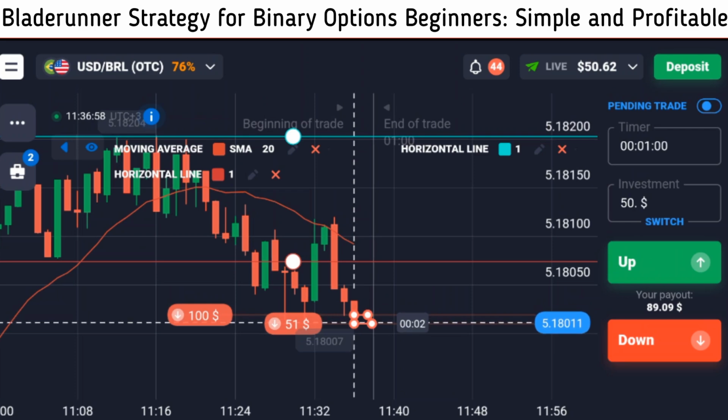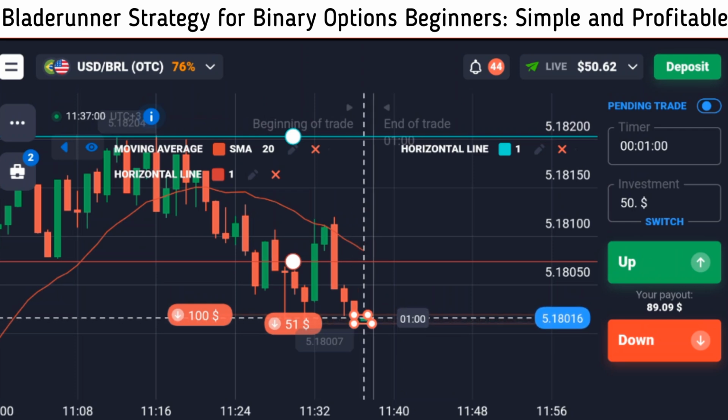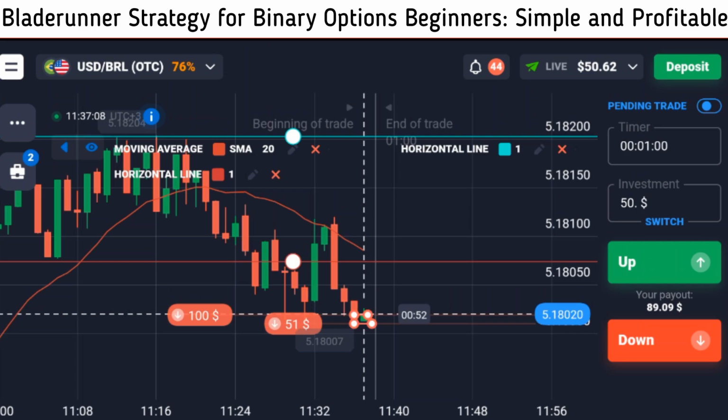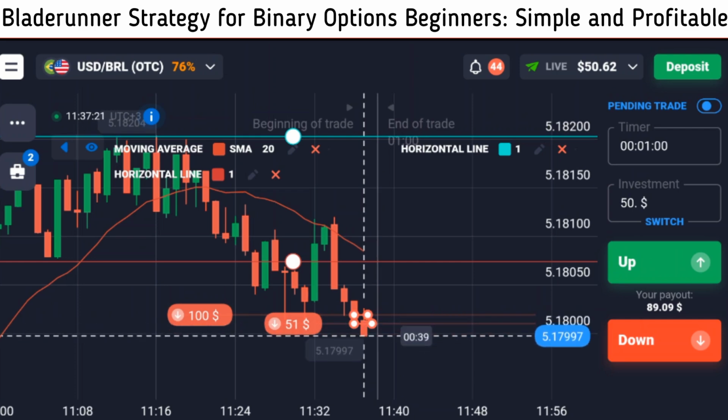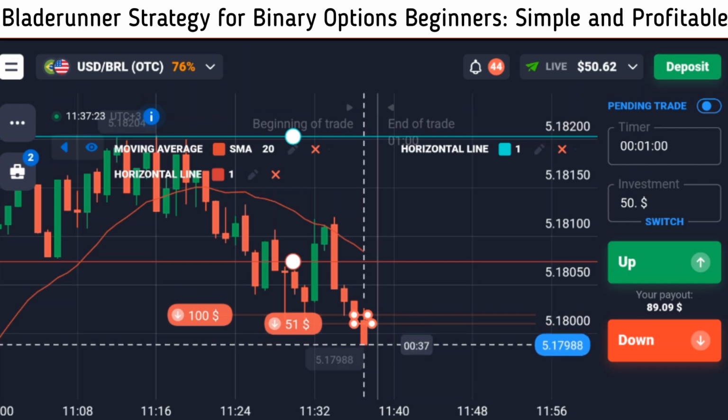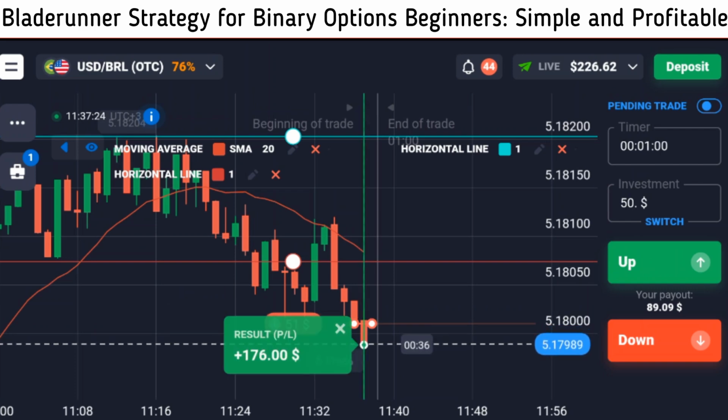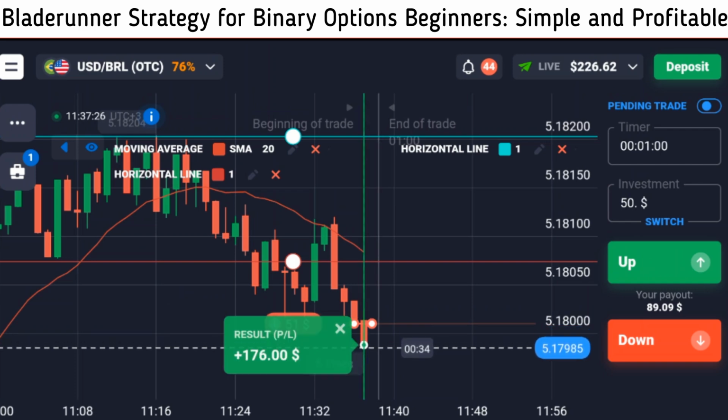Bladerunner Trading Strategy. Remember, it only uses the EMA and it is a beginner friendly trading strategy which anyone can use. All you need to do is to add EMA 20 to the chart and look at how price interacts with it. If the EMA is above price, then that is a downtrend. If the EMA is below price, then that is an uptrend.